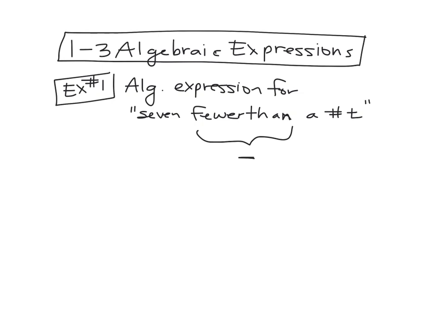So if it's 7 fewer than a number t, it is not 7 minus t. It's 7 fewer than t. So it's basically saying here's t, take away 7, right? So you have to flip-flop where these are, t and then 7. So you would get the expression t minus 7, okay?